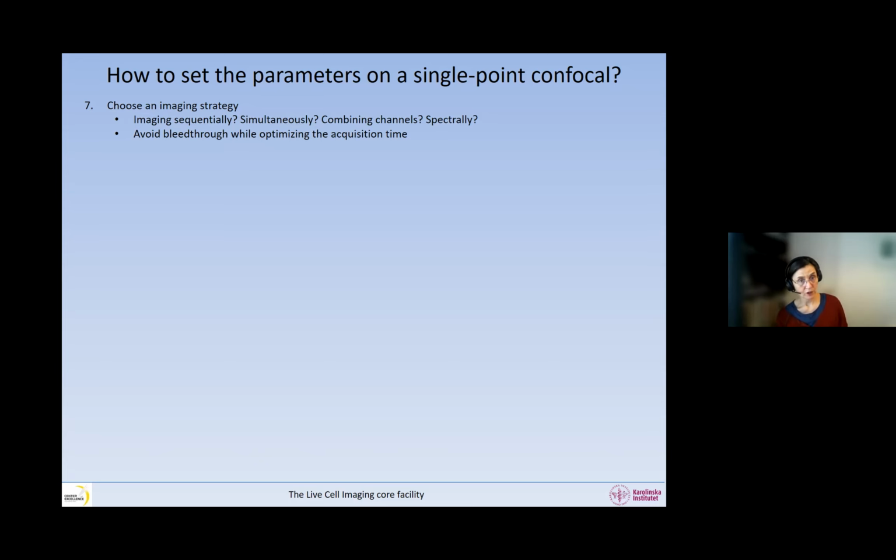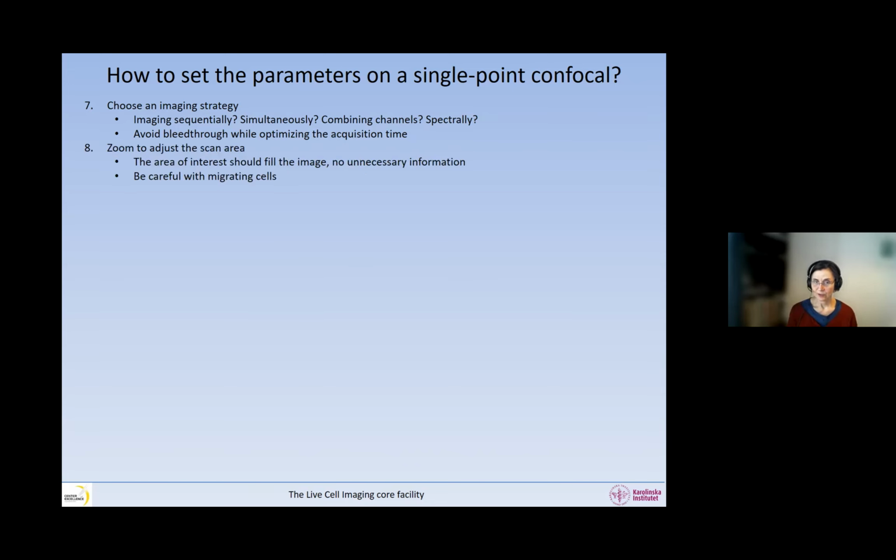Shall I image sequentially or simultaneously? Can I combine two channels? For example, if I have a sample with 4 fluorophores, can I put the blue and the red together without having a risk for bleed through? Can I put the green and the far red together without having a risk for bleed through? Shall I image spectrally if I have a spectral detector? Now you know what I mean when it comes to the hardware, but you need to define a strategy on a single point confocal. And the aim of all this is to avoid bleed through while optimizing the acquisition time.